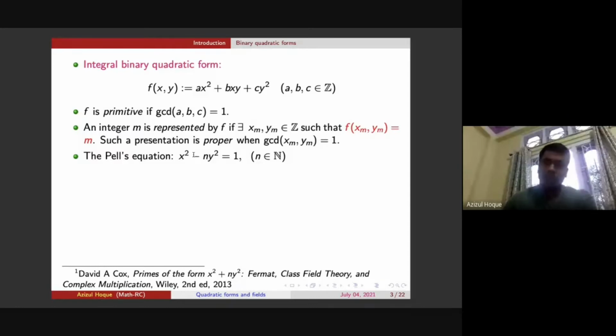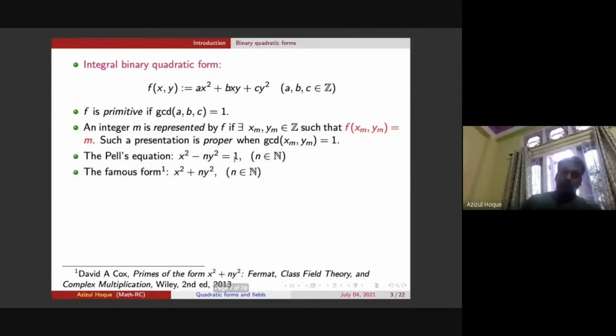And basically, this x square minus ny square gives the representation of this 1. So for each value of x and y, this will give you a representation of this 1.